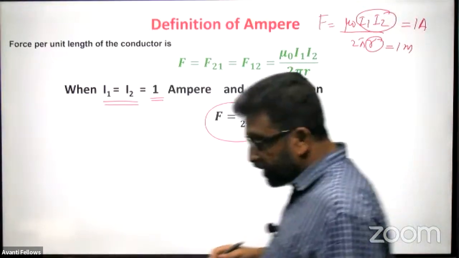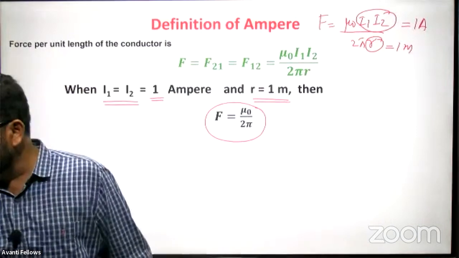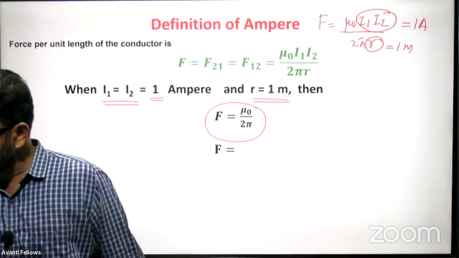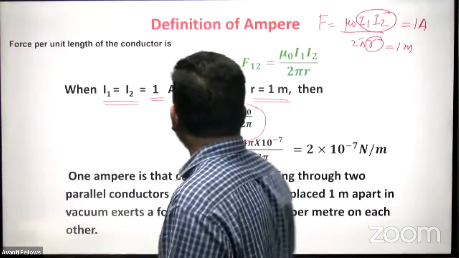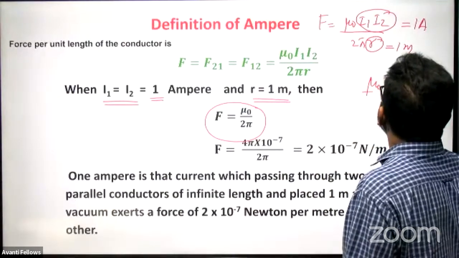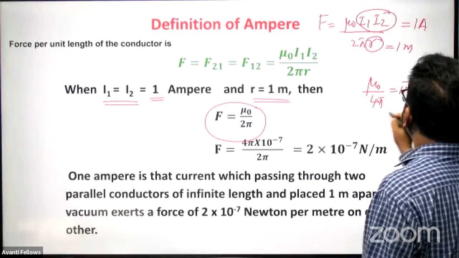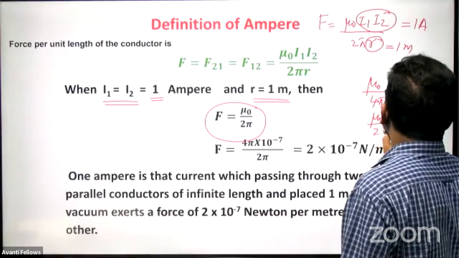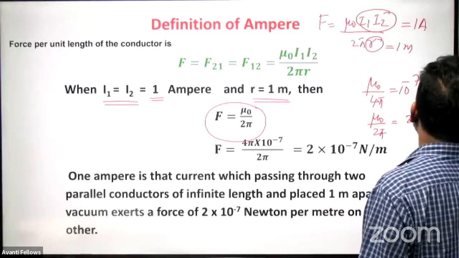We have a general value for mu 0 by 4 pi. It is equal to 10 power minus 7. So mu 0 by 4 pi equals 10 power minus 7. So mu 0 divided by 2 pi can be written as 2 into 10 power minus 7.